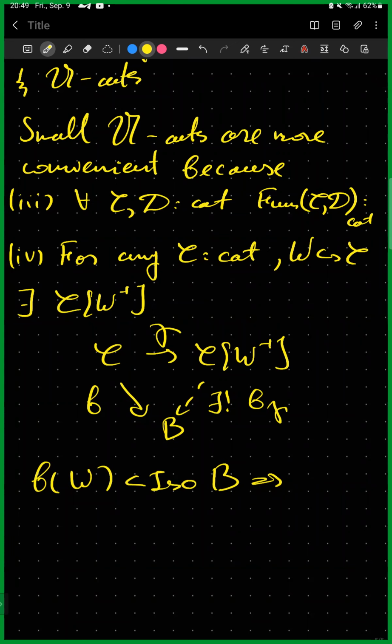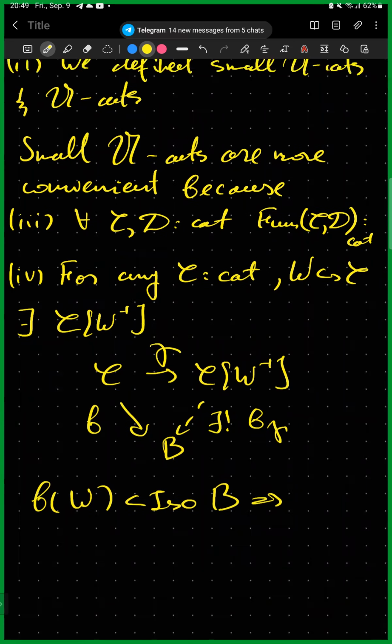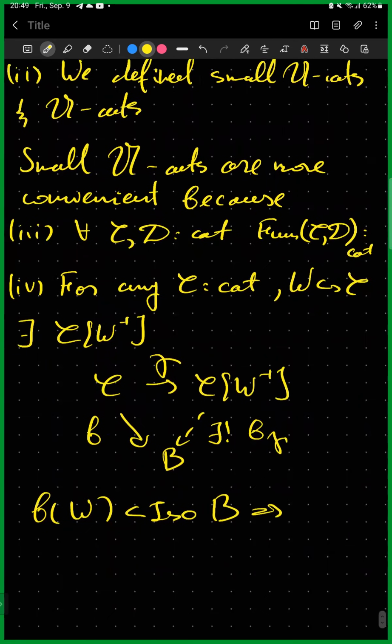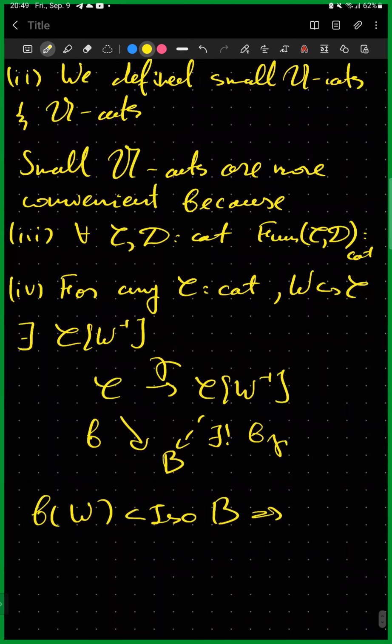On the other hand, it is not true that if we replace small U categories with just U categories, we will have the same conclusions. The functor category between two U categories can be larger than a U category. Okay, so I think this is it for this set theoretical nonsense.